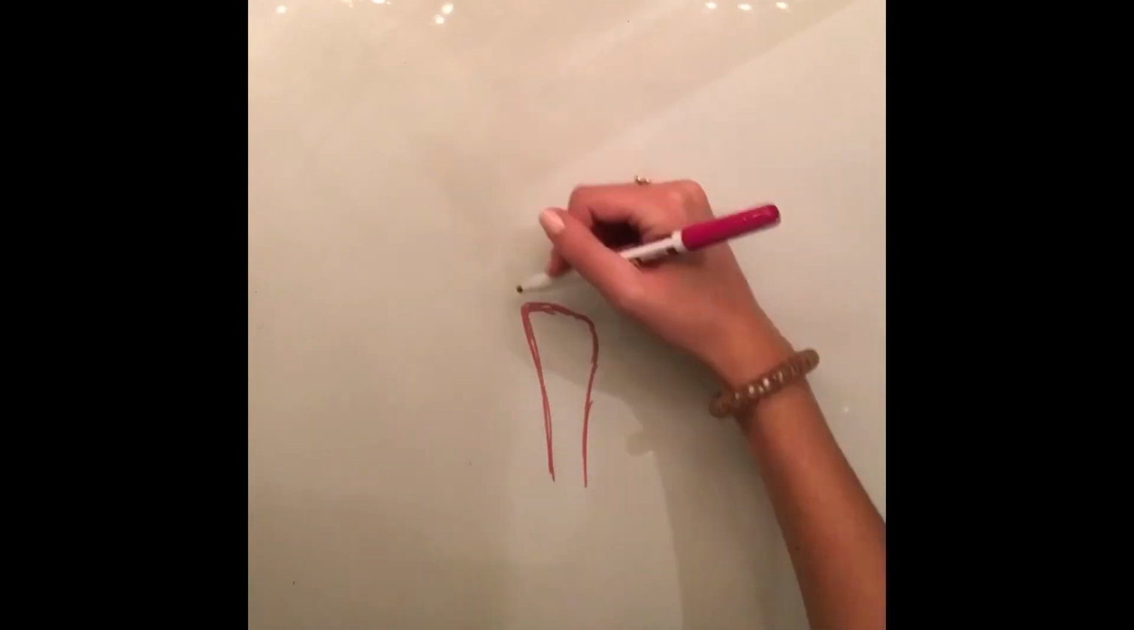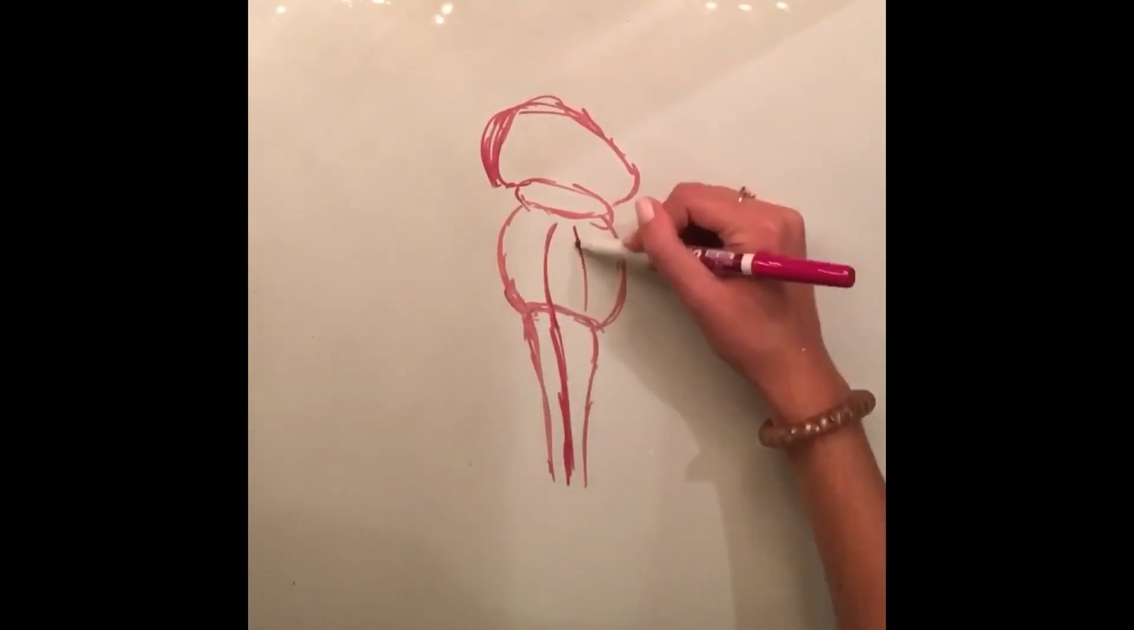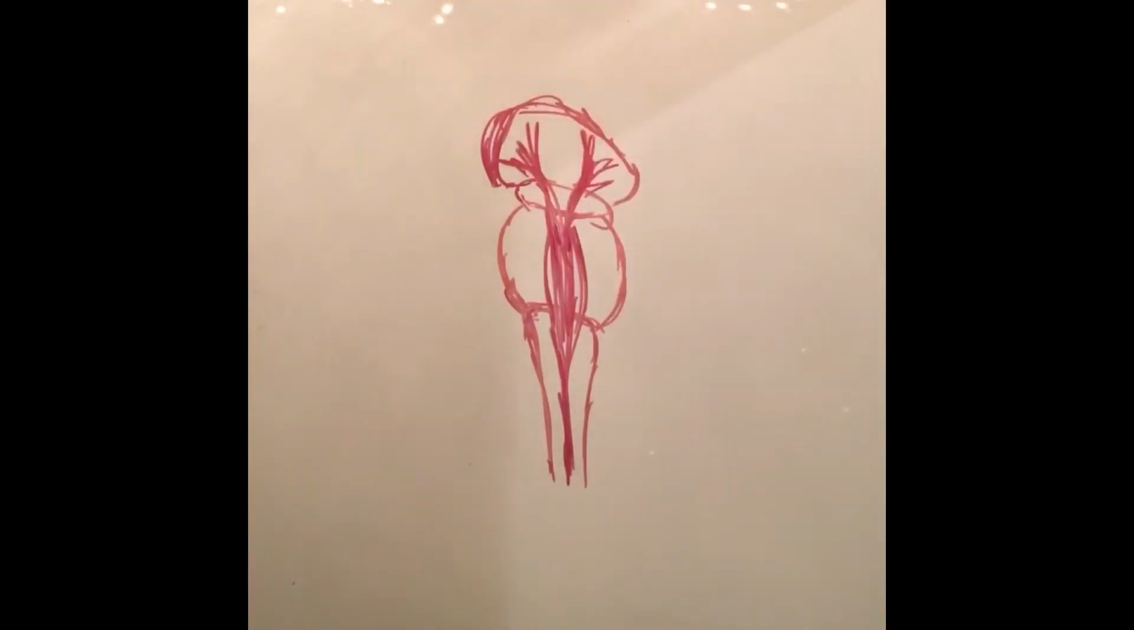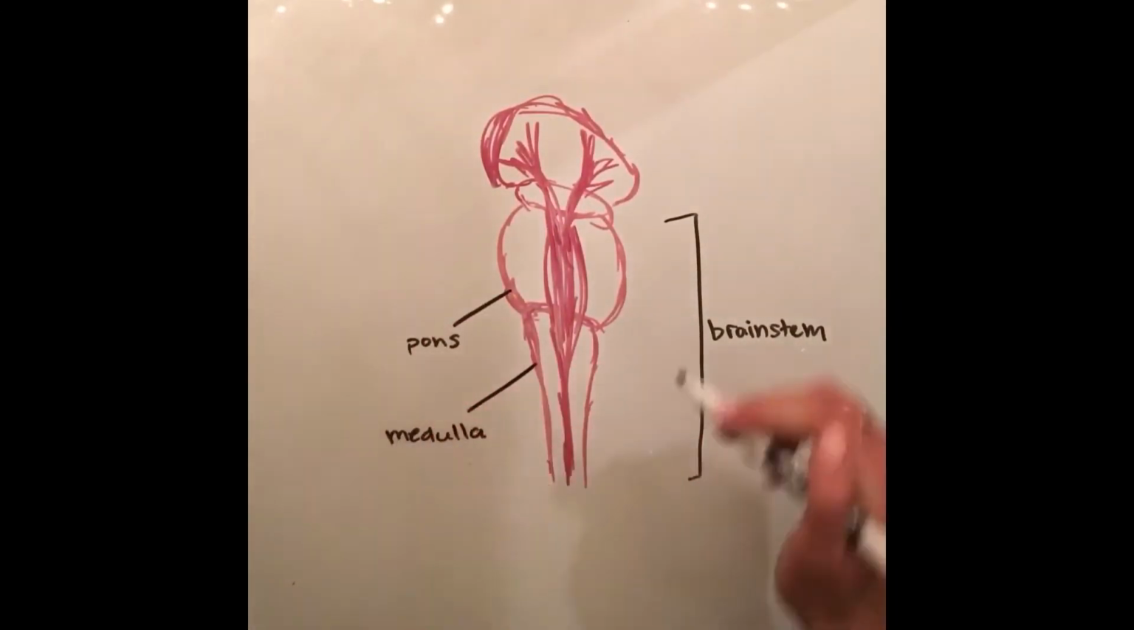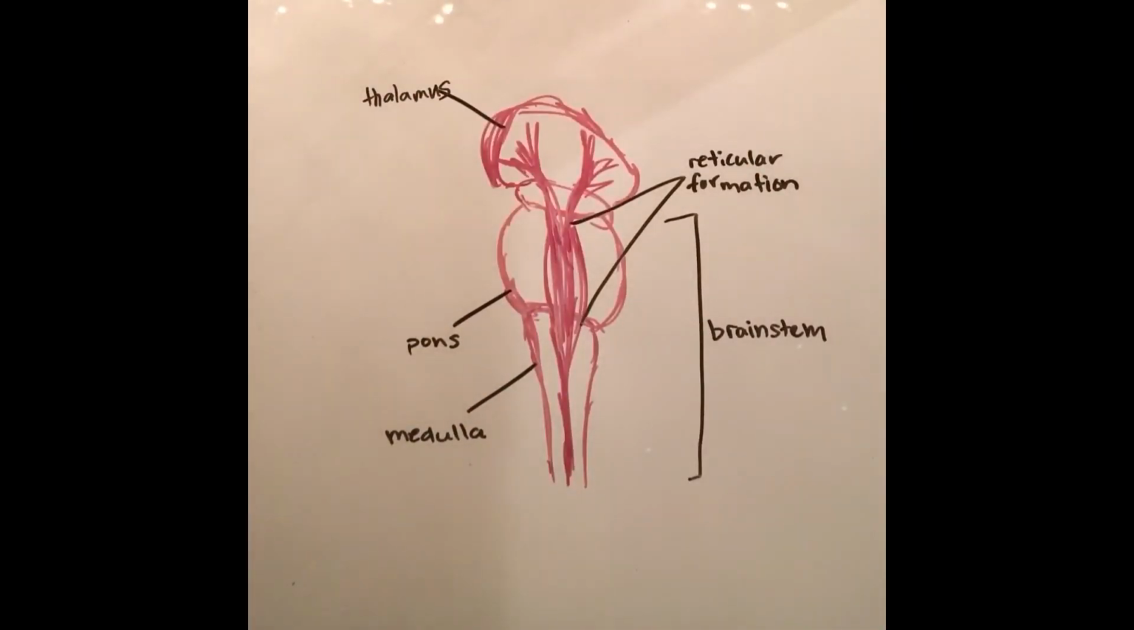The pons coordinates movement and sleep, and the medulla regulates heartbeat and breathing. These two structures together make up the brainstem. The reticular formation filters and directs perception of stimuli, the cerebellum controls balance and implicit memories, and the thalamus directs all senses except smell to the appropriate cortical regions.